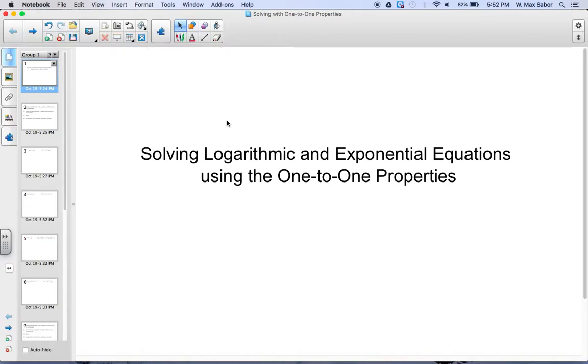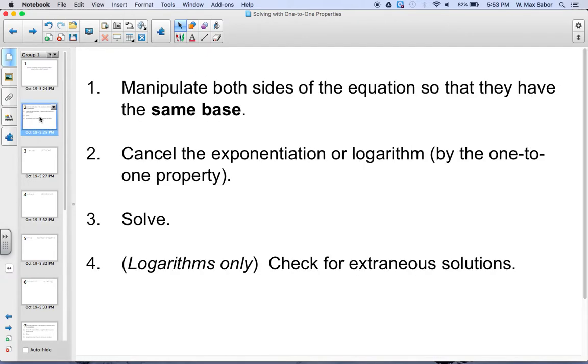Today we're going to look at solving logarithmic and exponential equations using the one-to-one properties. So what we're going to do is manipulate both sides of the equation so that they have the same base. And when I say the same base, what I mean is like 4 squared equals 4 to the x. Then we will cancel the exponentiation or logarithm.